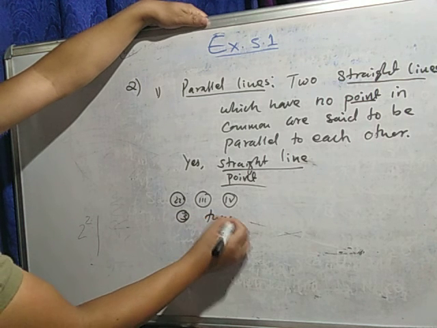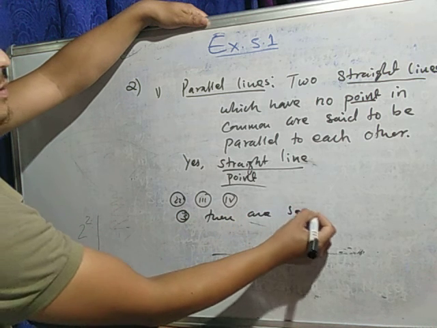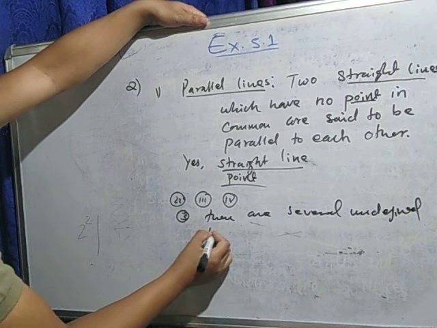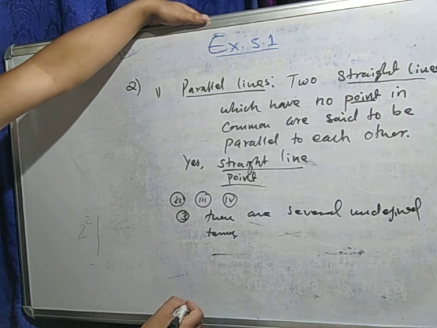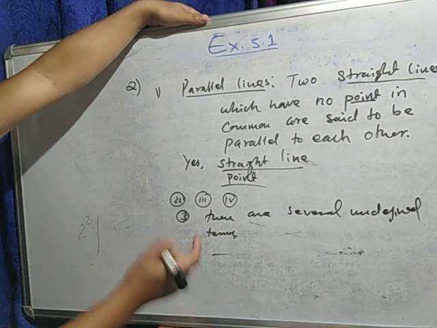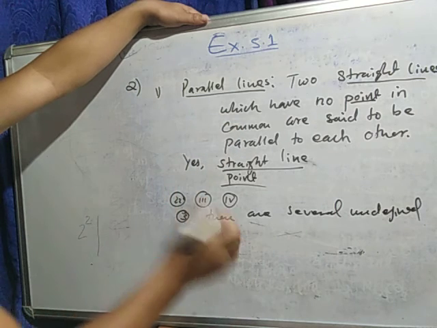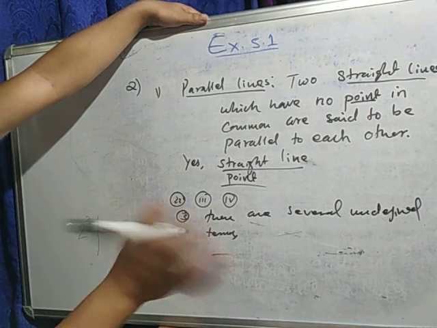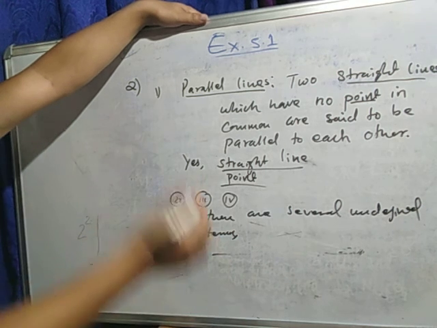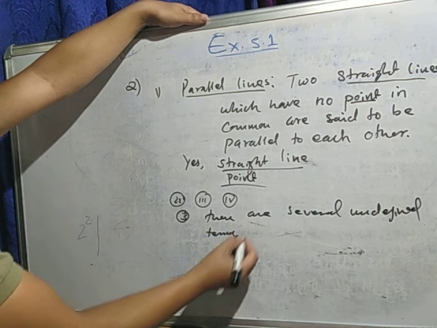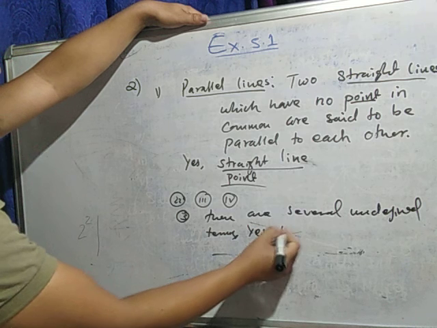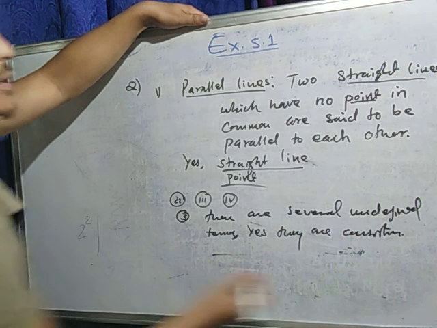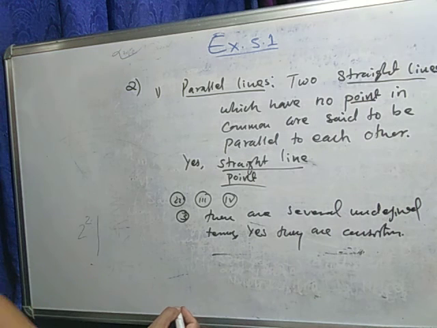So write down question number 3. There are several undefined terms. First part. Second part: are these postulates consistent? Consistent means, like parallel, no common point. So consistent means parallel you can also think, no point common, there is no similarity. So yes, they are consistent because they deal with different situations.